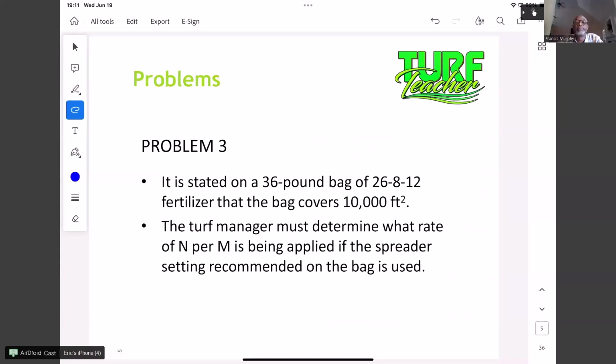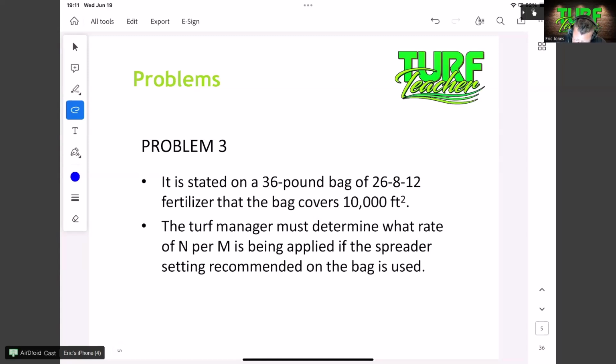All right. Problem number 3. It is stated on a 36-pound bag of 26-8-12 fertilizer that the bag covers 10,000 square feet. Typical rate right there. One bag will cover 10,000. You may see it cover 12,000. Sometimes you might see even 14,000. But the turf manager must determine what rate of nitrogen per 1,000 is being applied if the spreader setting recommended on the bag is used.